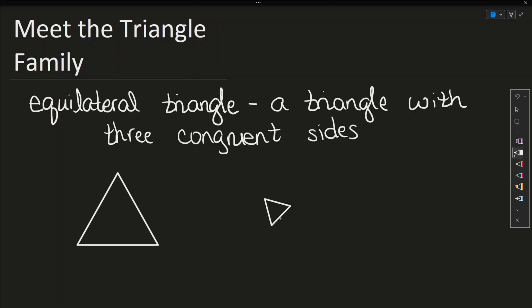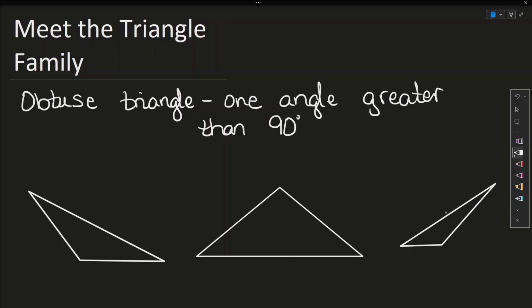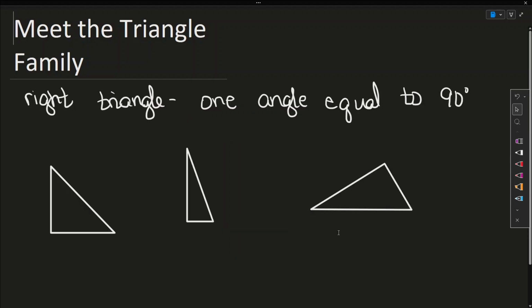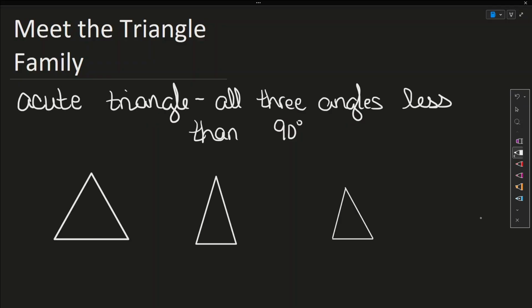Now, let's look at classifying triangles by their angles. An obtuse triangle has one angle that is greater than 90 degrees. A right triangle has one angle equal to 90 degrees. An acute triangle has all three angles less than 90 degrees.